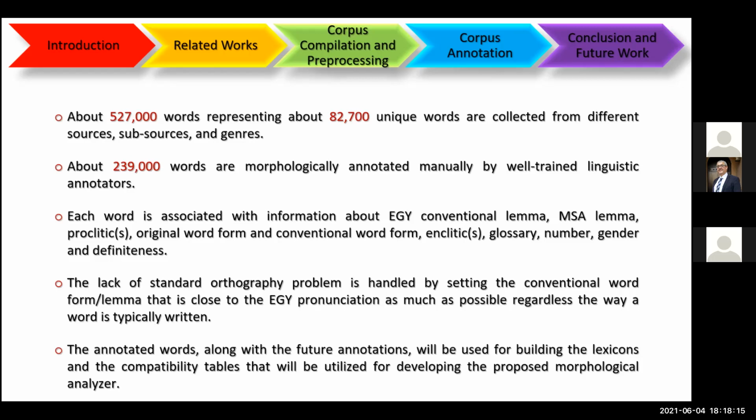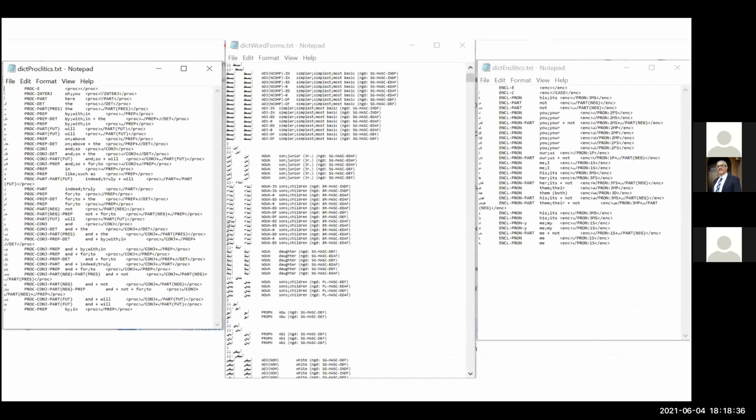The lack of standard orthography is handled by setting the conventional word form lemma that is close to each pronunciation, and the annotated words along with the future annotations will be used for building lexicons and compatibility tables, which are already built now after publishing our paper. And we can see now that we have 3 lexicons of proclitics, word forms, and enclitics.